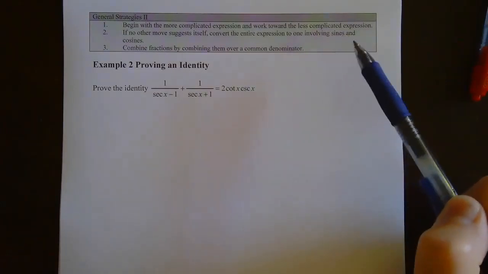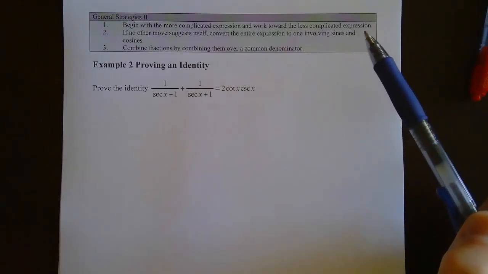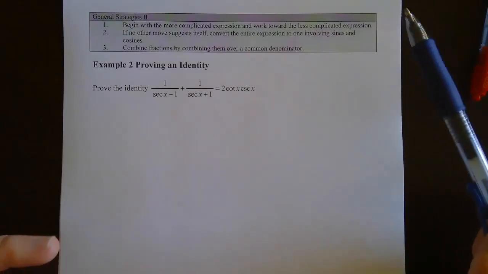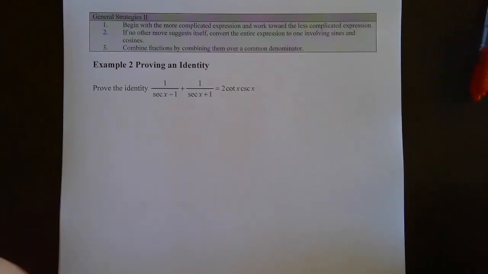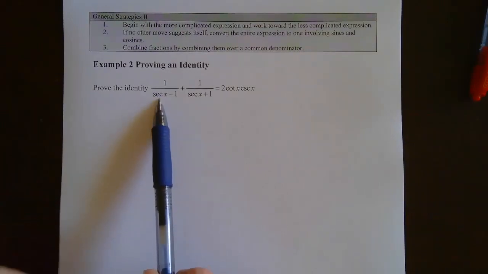So if you're stuck, like you have no idea what to do, then change everything to sines and cosines, because all of these identities involve either sine or cosine. We're not going to do it on this one. But secant x could be replaced with 1 over cosine x.